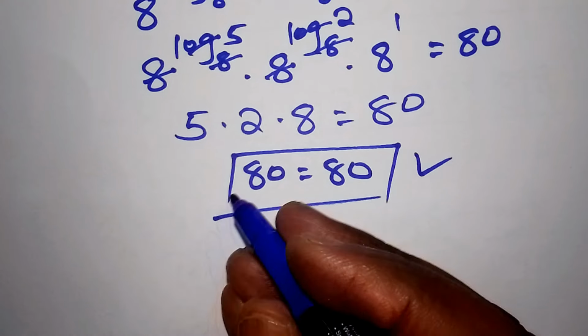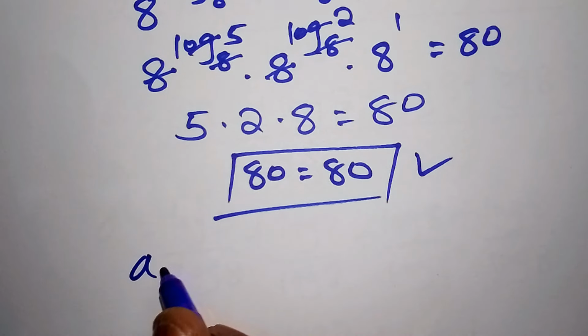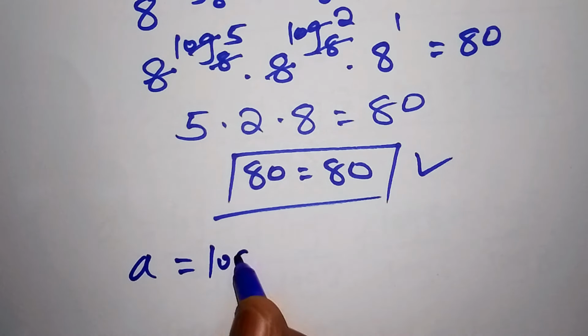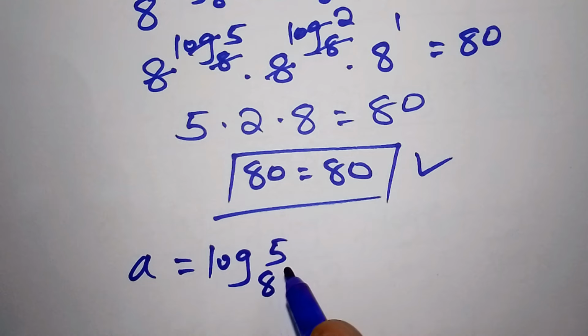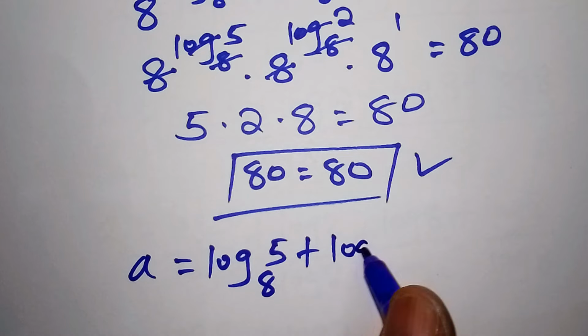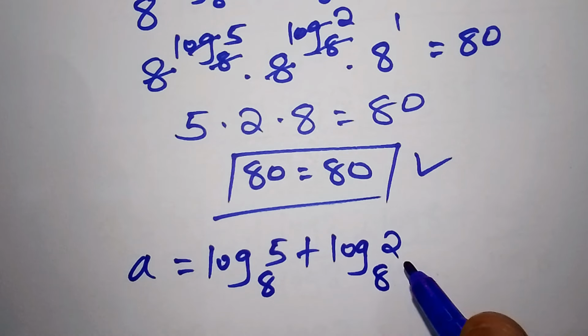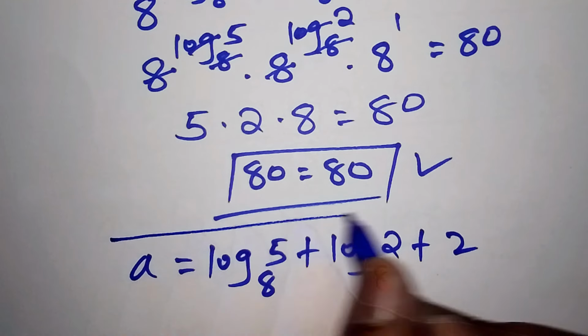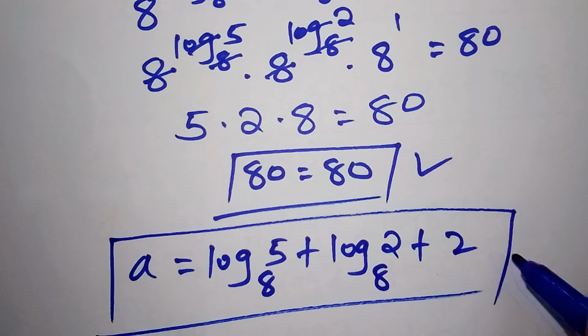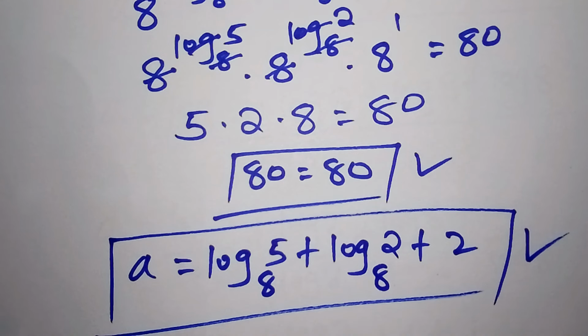So the final answer for the value of a is equal to the log of 5 to the base of 8, then plus the log of 2 to the base of 8 plus 2. This is the answer which is now verified and the most correct.